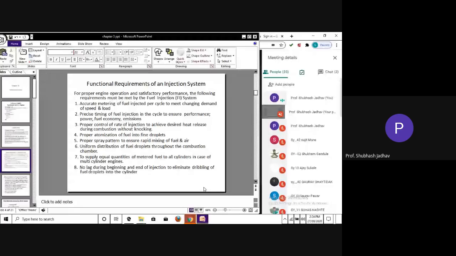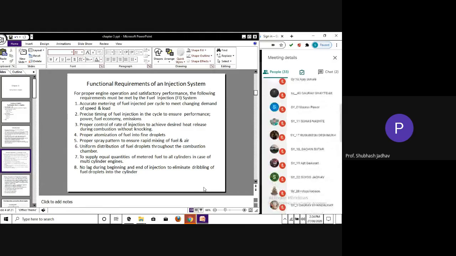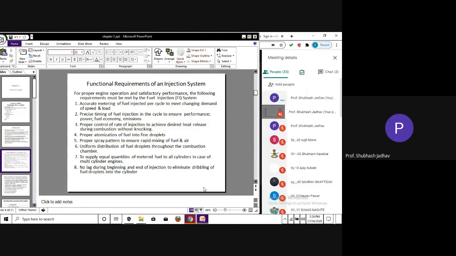Here the fuel system has to ensure that every cylinder is made available with the same quantity of fuel, irrespective of whether the cylinder is nearer to the system or far away from it. We have discussed this point in SI engines also. When we use a carburetor, the cylinders nearer to the carburetor get a richer mixture, and a far away cylinder may get a different mixture. That should not happen, and that is where this point becomes important: supply equal quantity of metered fuel to all the cylinders in a multi-cylinder engine.